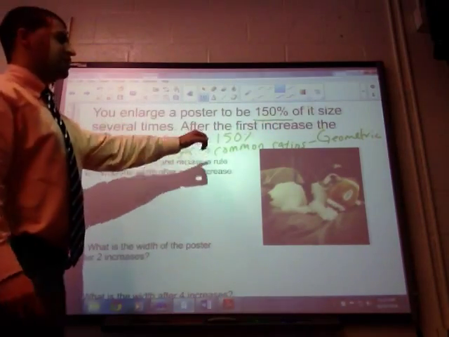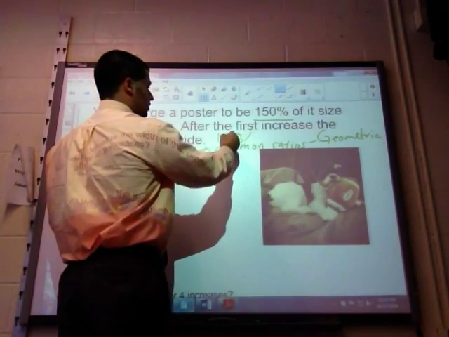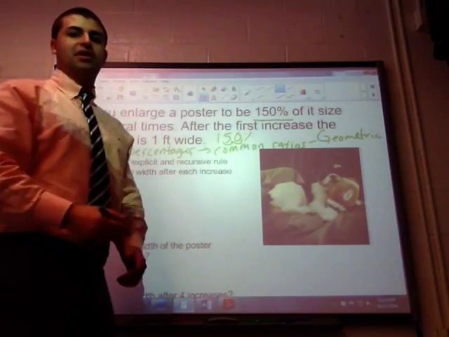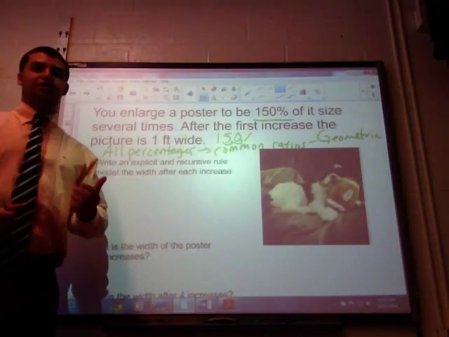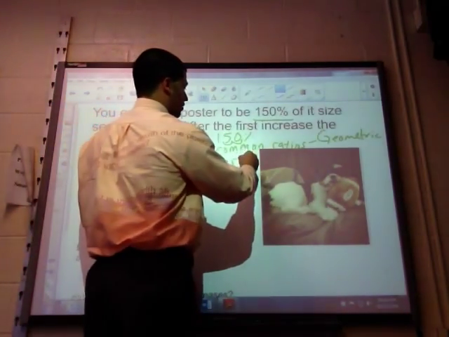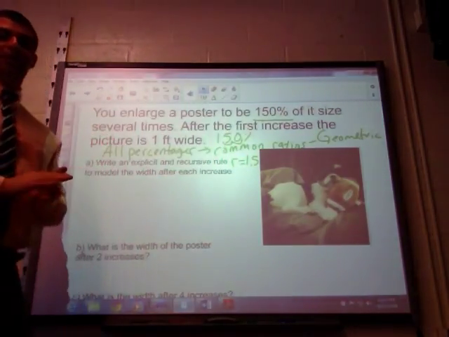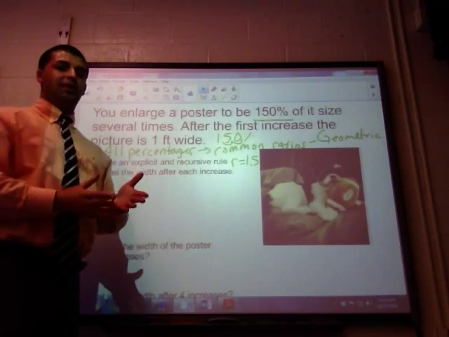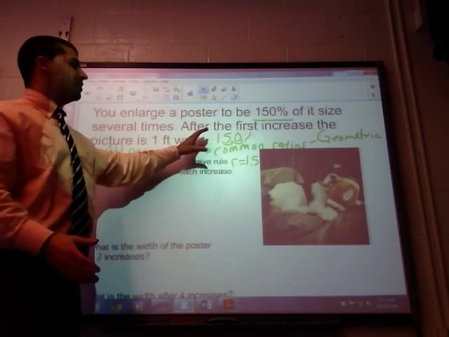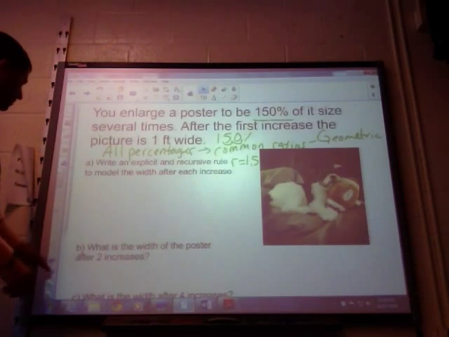So if it's 150%, we have to move the decimal to say that this is 1.50. We turn percentages into numbers by moving the decimal point to the left. So here, r would be 1.5. For the arithmetic ones, all you're really doing is constructing a formula like we have in class. The geometric, when you have percentages, you need to understand the way percentages work within these problems.